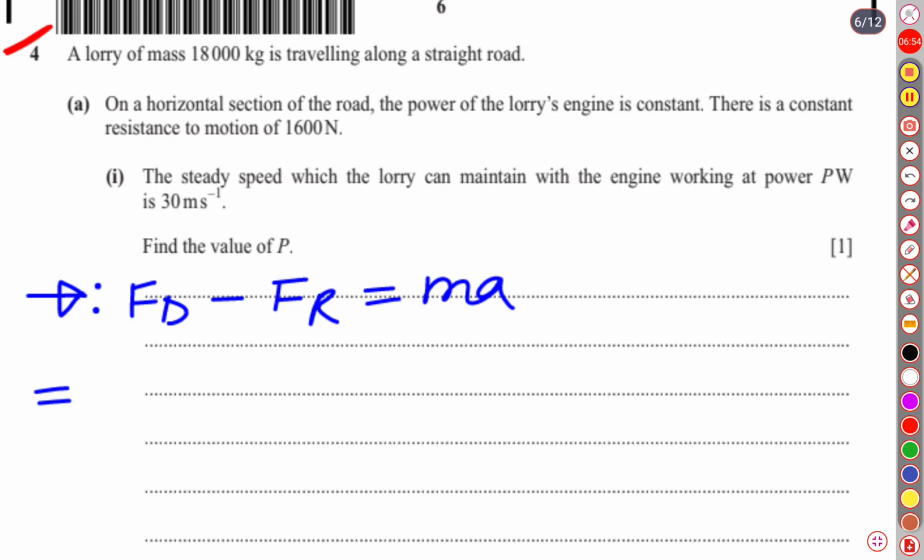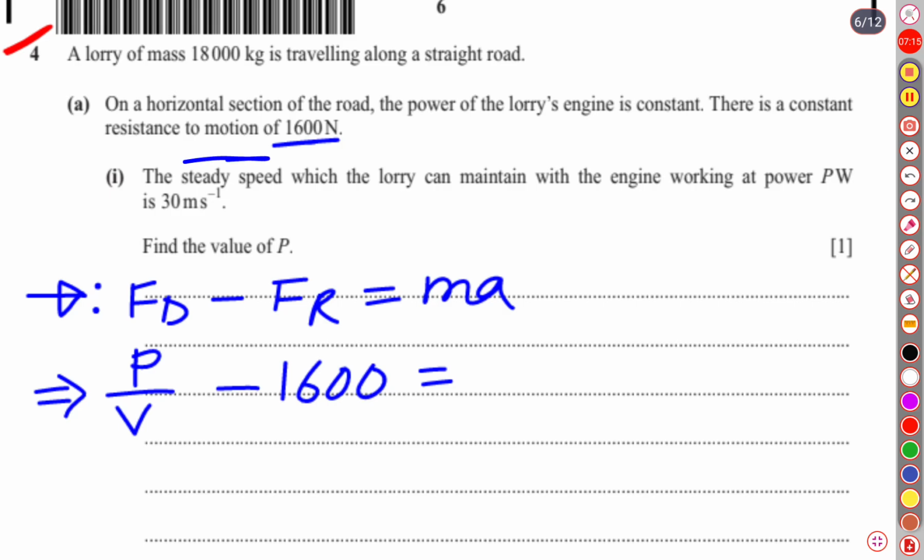Now let's see what the driving force is. Driving force equals power over velocity, and the frictional force is constant. It is written that 1600 Newton is the frictional force, equal to mass into acceleration. As the lorry is traveling at a constant speed, there is no acceleration at all, that means it's zero. So P over V, where velocity is already given as 30 meter per second, so P over 30 is equal to 1600.